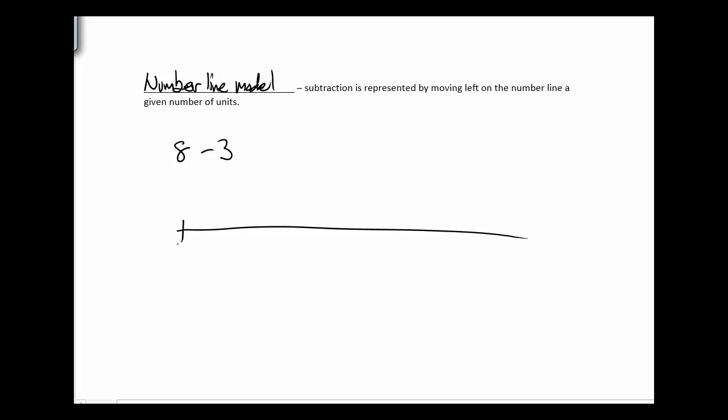All right, the next method is called a number line model. And this is used by using a number line again and moving to the left instead of the right. So adding, we move to the right, subtraction, move to the left. So let me go back to that 8 minus 3 for example. So I need a number line. All right, so there's 8. And I'm going to go 3 units to the left this time. So 1, 2, 3. Where am I at? I'm at 5.